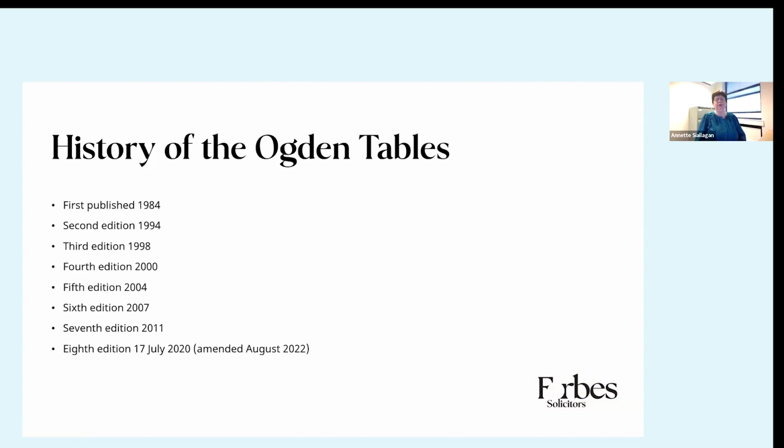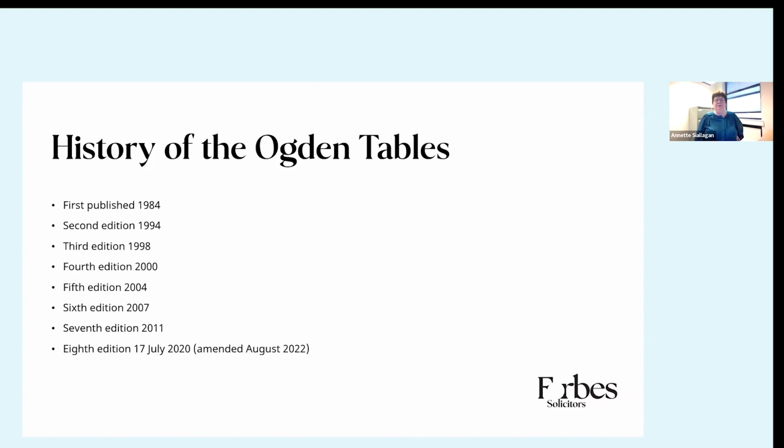So just going through a bit of the history of the Ogden tables. They were first published in 1984. So we're now on the 8th edition, which came out in July 2020 and as amended in August 2022. So there have only been 8 editions. They have changed a bit over the years. I mean, the initial Ogden tables only had retirement ages of age 60 and 65. So they've been expanded quite a lot since then.